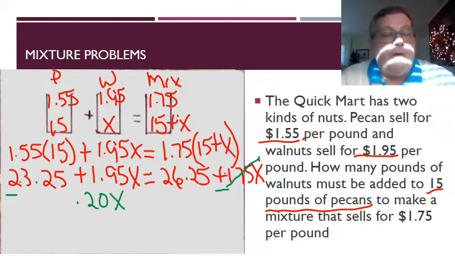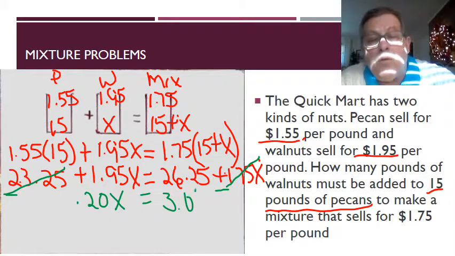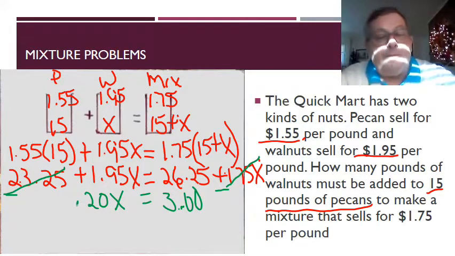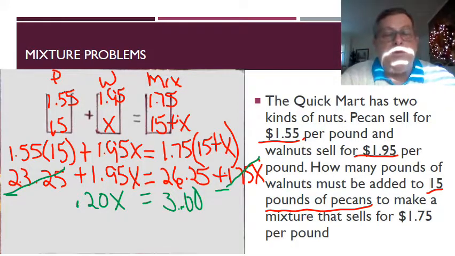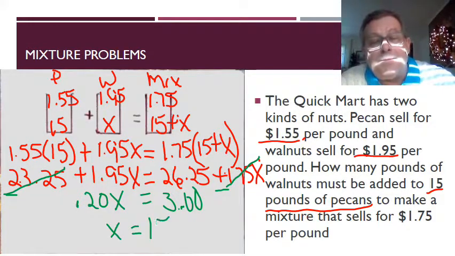And when I subtract 23.25 from the left side, it's going to cancel here. And over here, I'm going to be left with just 3. I'm going to go ahead and put the zeros in since we're dealing with decimals over here. So now I've got 0.20x equals 3. Well, I'm going to divide both sides by 0.20, excuse me. Boy, if I divided by 20, I'd mess up. And when I divide by 0.20, that's going to give me x equals 15.